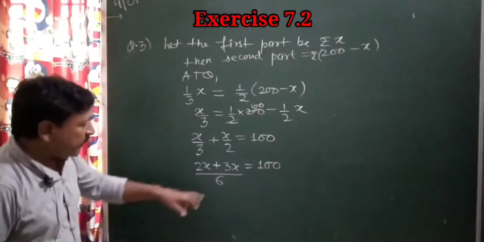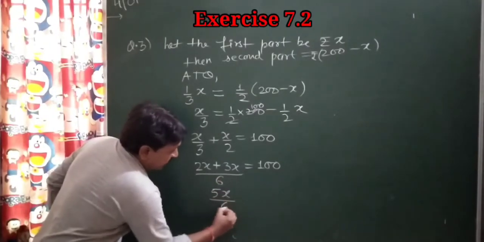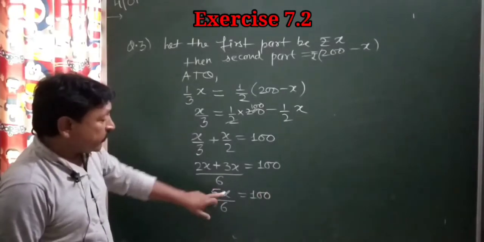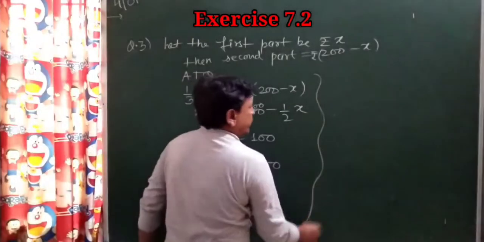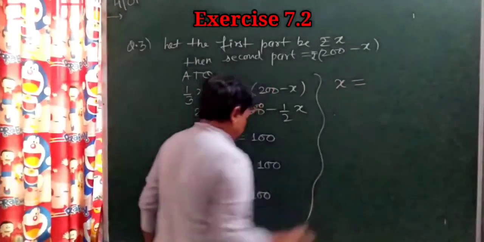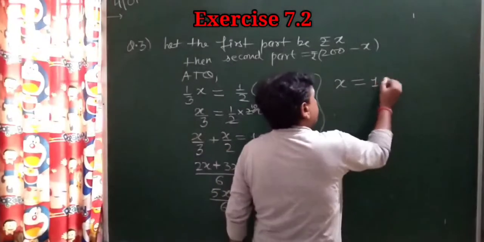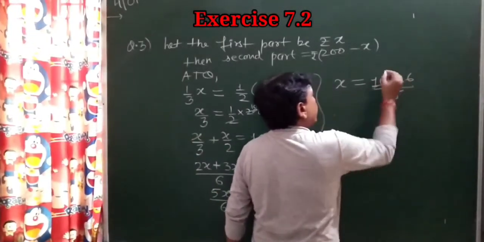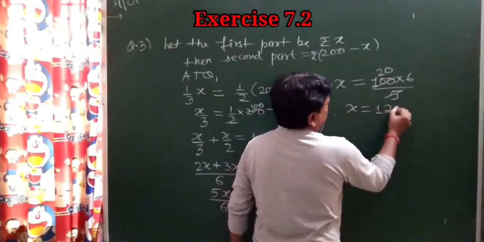How many x now there? 3 plus 2, 5x upon 6 is equal to 100. Now we have to find the value of x, so transpose 5 and 6 to the right hand side. So x will be equal to 100 into 6 upon 5. Now divide it, 5 2s are 10, 0. x will be equal to 120.